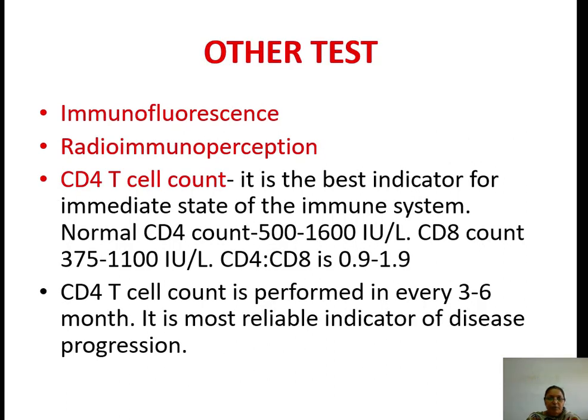Now one more thing, the CD4 cell count, we categorize it into three categories: more than 500 cells per cubic microliter, then 200 to 499 per cubic microliter, and the last one is less than 200 cells per cubic microliter. So we categorize into three categories, and clinically they will be correlated. Clinically we can categorize A, B, C categories.